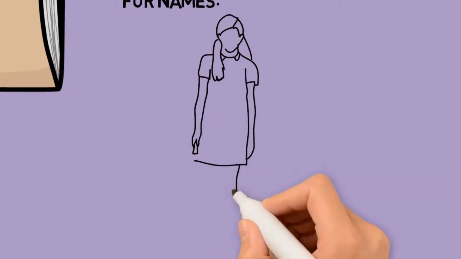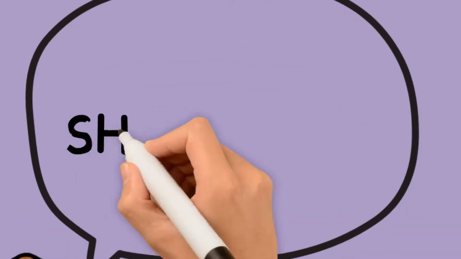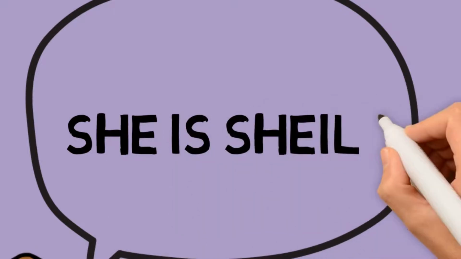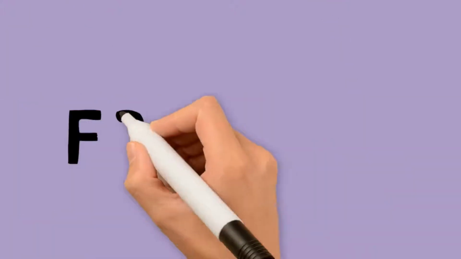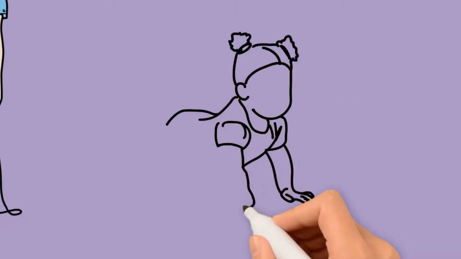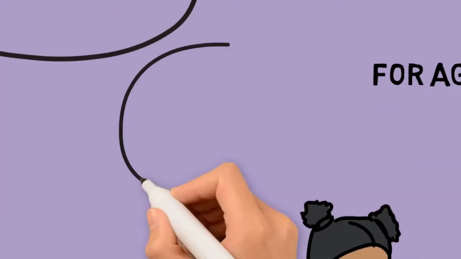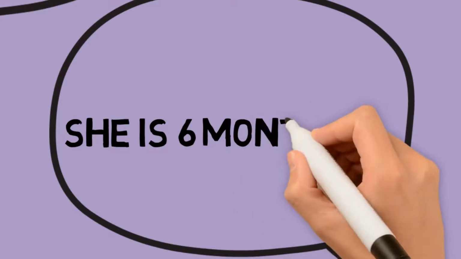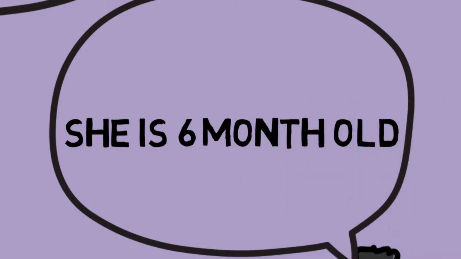This is the example for names. We have a little girl and we use to be is. Why is? Because the subject is singular, so we use is. And this is the example for age. We have a little baby girl, and for age we use, for example, she is 6 months old, and the reason is the same. For the age we use is because this is the singular subject.